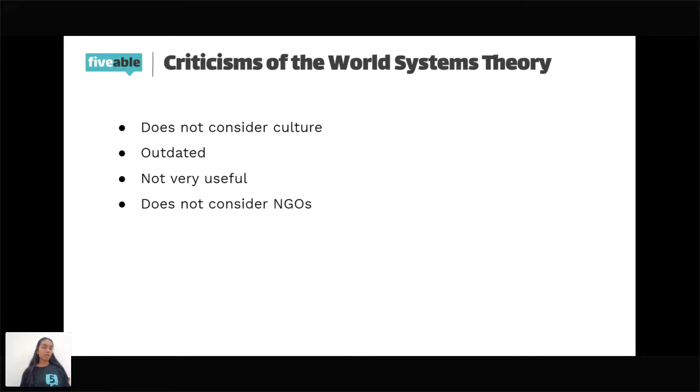So it's not very useful anymore, but it's still a very influential model in AP Human because the words core, semi-periphery, and periphery will be used all over to describe countries. And lastly, it doesn't show how countries can improve their status. It doesn't give any instruction on how a country can move from semi-periphery to core or periphery to semi-periphery.